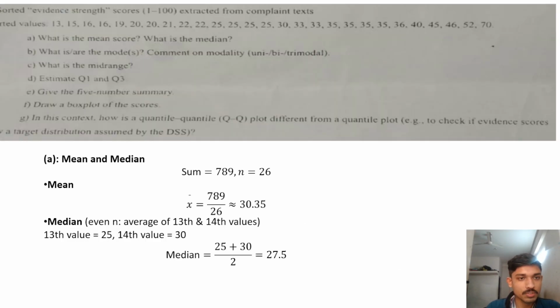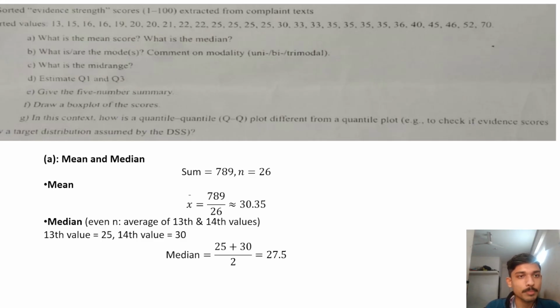So let's move to the next question, in which we are given sorted data from 13 to 70, and we have to solve parts A to G. The first one is mean score and median. So we all know we will add up all the values. It becomes 789 divided by the number of values, 26, so the mean becomes 30. The median: as the data is even, the median is the average of the 13th and 14th values, so it becomes 27.5 when we divide 25 plus 30 by 2.